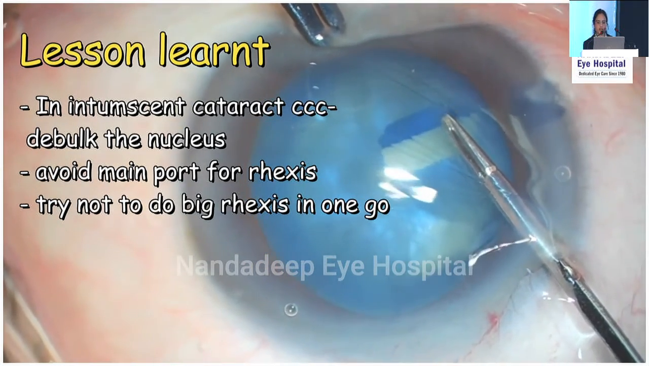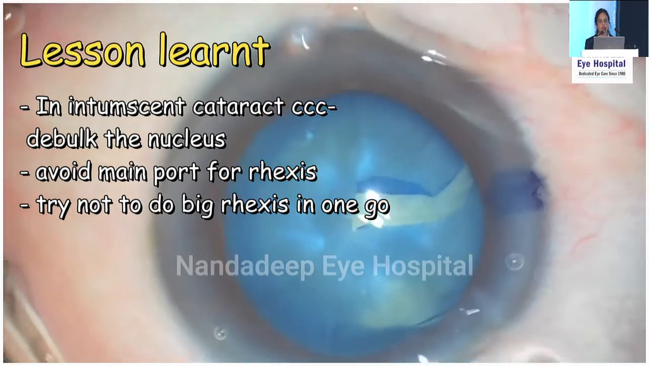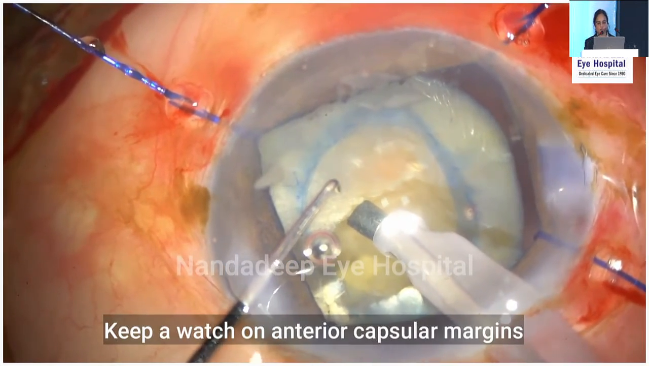So in intumescent cataract, try to debulk the nucleus, try to use the side port for the rexus, and try not to do a big rexus in one go. But what is a big rexus then?